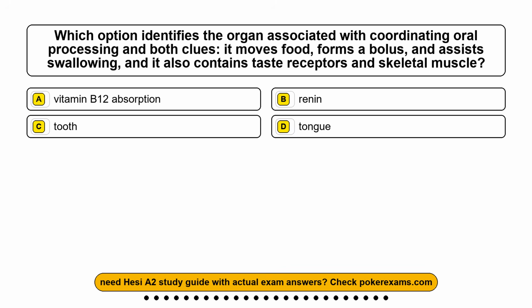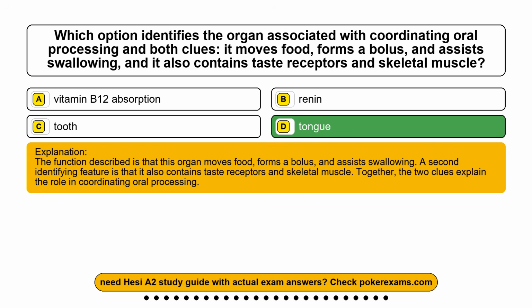Question 5. Which option identifies the organ associated with coordinating oral processing? And both clues: it moves food, forms a bolus, and assists swallowing, and it also contains taste receptors and skeletal muscle. Option A, vitamin B12 absorption. Option B, renin. Option C, tooth. Option D, tongue. The correct answer is option D, tongue.